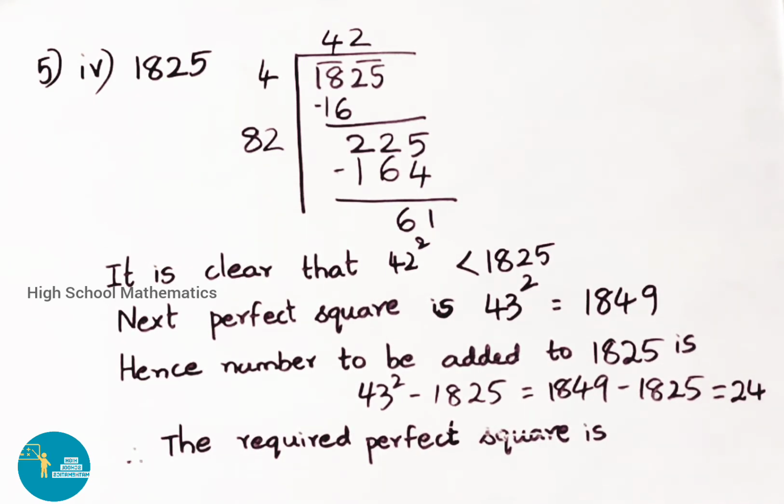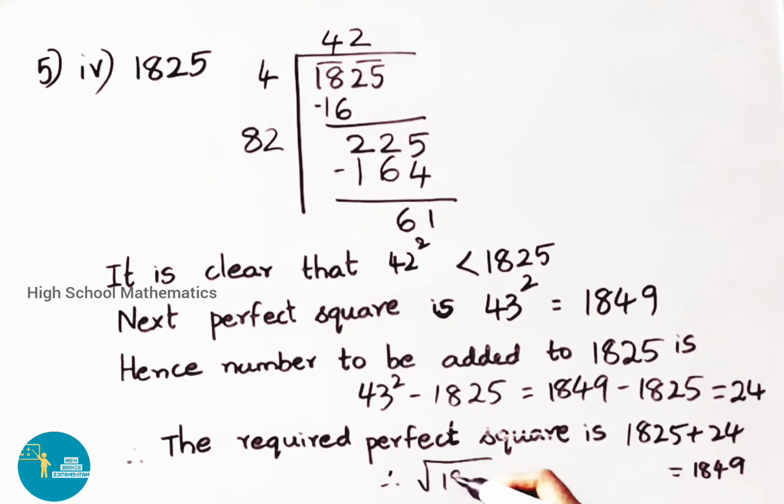Therefore, the required perfect square is 1825 plus 24, that equals 1849. Therefore, square root of 1849 answer is 43.